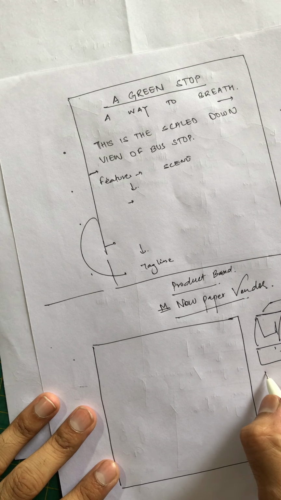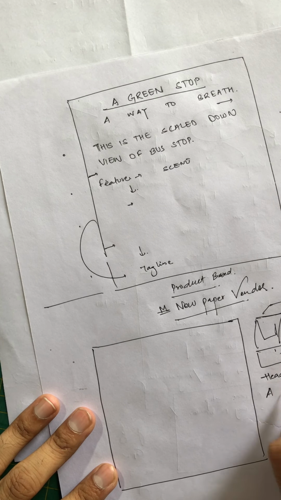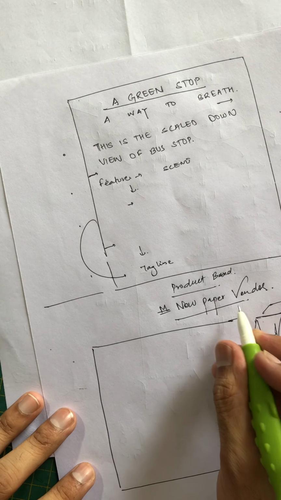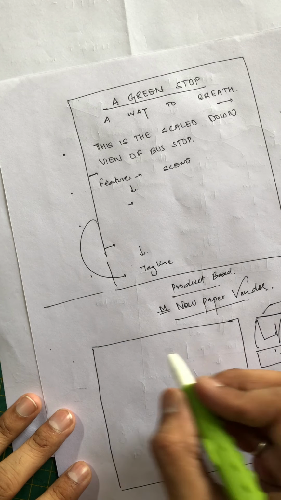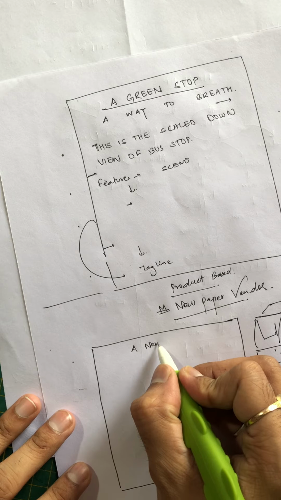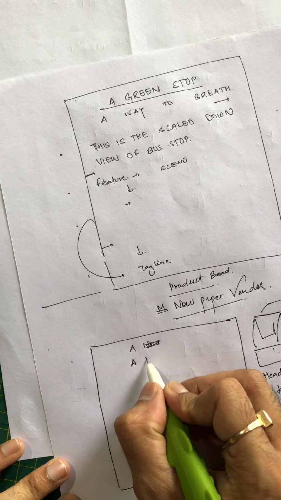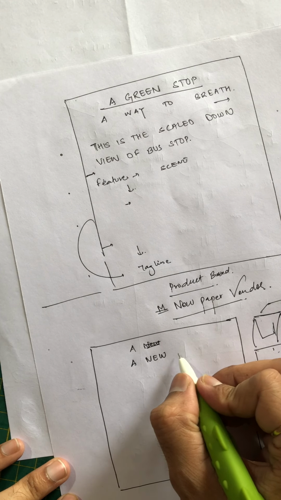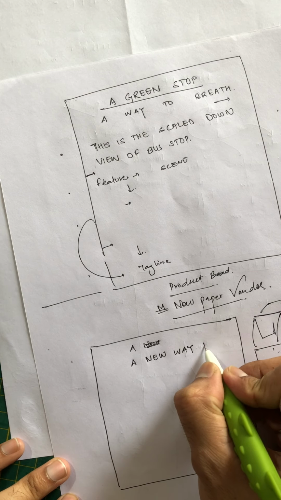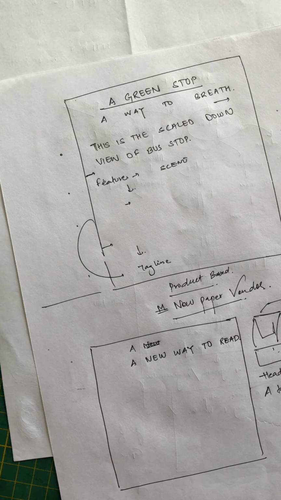So in this, again, put it in a box. You need to give a heading and a tagline. So for this newspaper vendor, you can give, again, this is what we do, a new way to read.